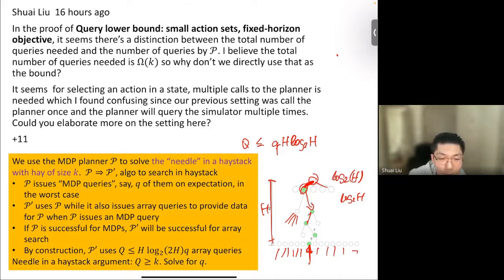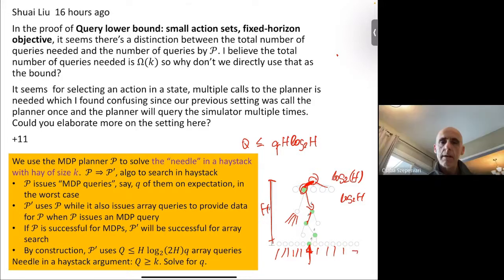So another question is, why is it log h? It seems like it should be log the number of states. No, it has nothing to do with the number of states. We want to ensure that the probability of getting this path right is high enough. So the probability of mistake is low enough.